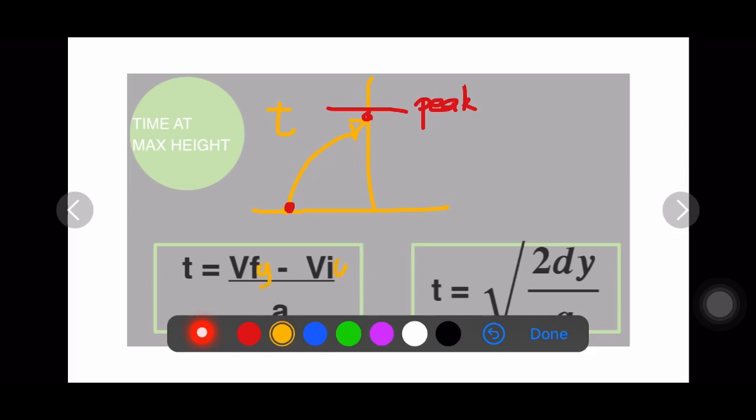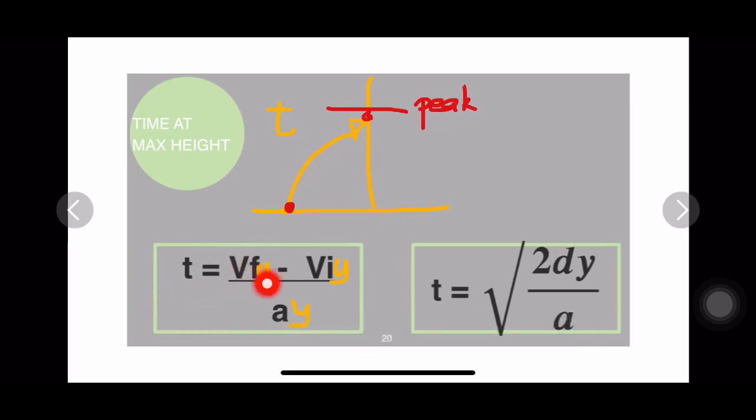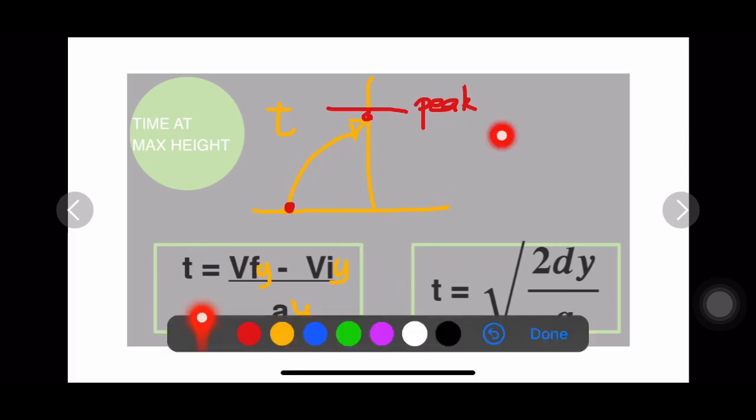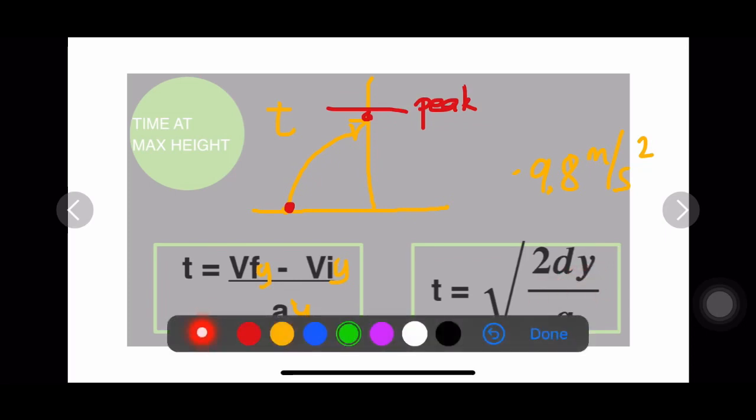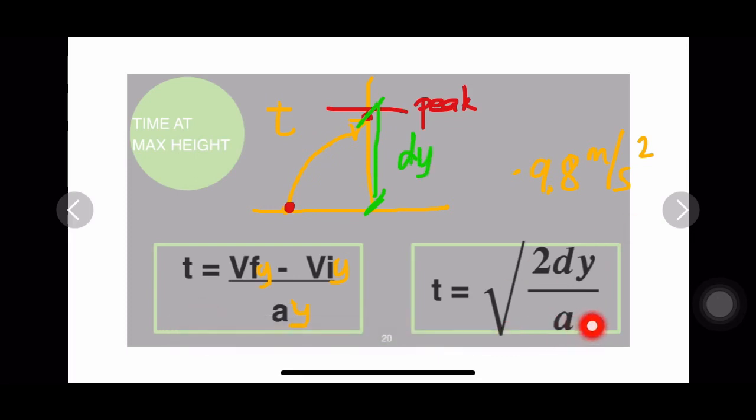vfy minus viy over ay. So final velocity along the y-axis minus initial velocity along the y-axis over the acceleration due to gravity, which is negative 9.8 meters per second squared. And the second one is the square root of 2 dy over ay. So dy stands for the maximum height, from the ground up to the peak. So that is the dy, over ay, which is also negative 9.8 meters per second squared.